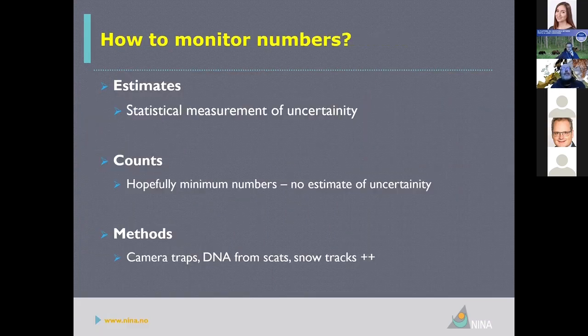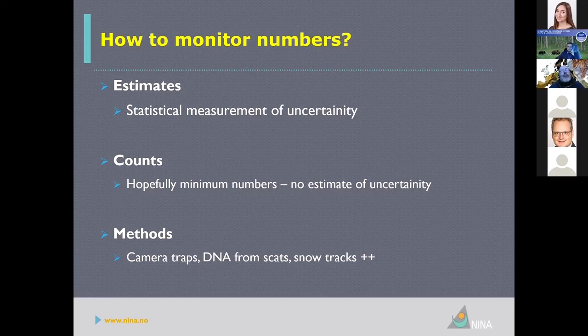When it comes to monitoring numbers, this is a totally different game. It's very important to separate between two ways of coming up with numbers. One is where we have statistical estimates, which cover the uncertainty. So if we say we have, say, 50 bears, we know that it's not 50, but it may be between, say, 45 and 55. In other cases, we simply have counts, where we have counted up, okay, we have at least say 50 bears, there may be more, but we don't have any estimate of what we haven't found.